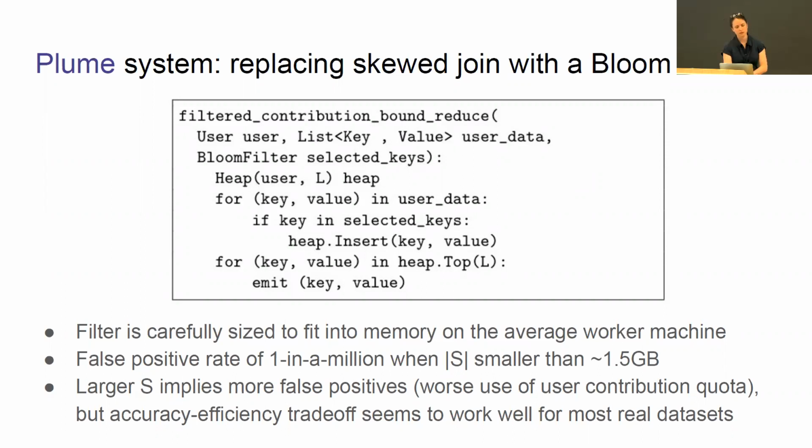So what does that mean? That means that the filter will more often say that a key is in S, even though it's not. And that can lower the utility of the final system output relative to the naive system, because you're going to waste some of a user's contribution quota on keys that aren't actually in S. But in practice, we found that using the Bloom filter has given a good accuracy efficiency trade-off for a lot of data sets.